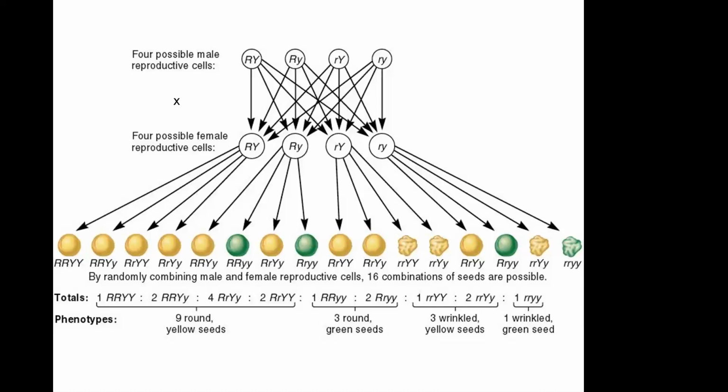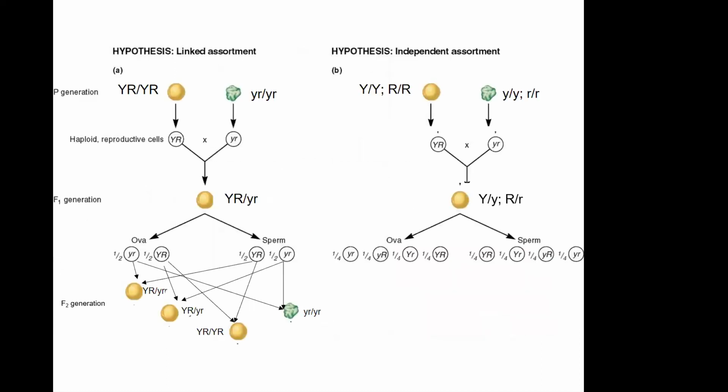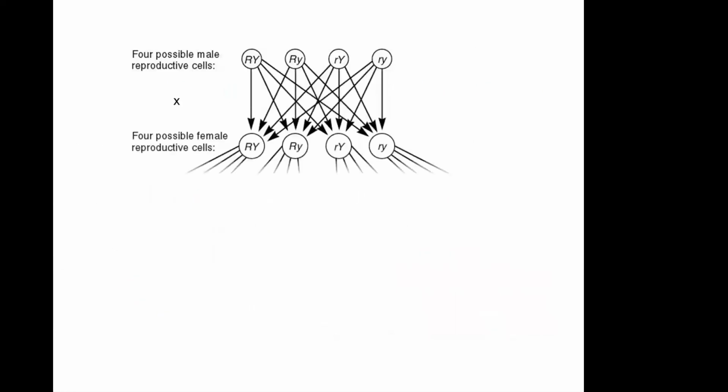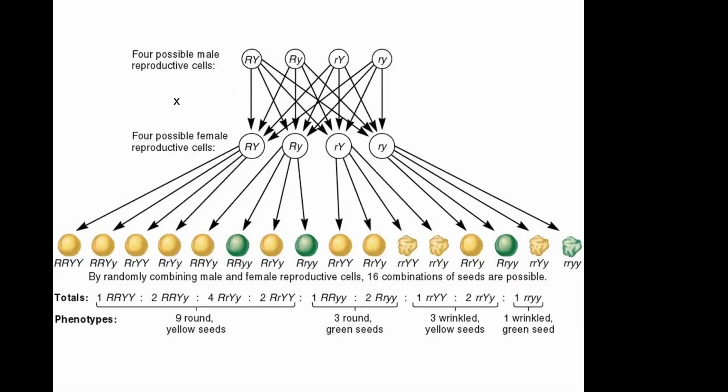But what do you get that we would never see here? You get wrinkled yellow and round green. Those two phenotypes should never appear unless everything could basically rearrange and mix with any other allele. So any allele from one gene could go together with either allele of a second gene. And that would be independent assortment. And in fact, that's what Mendel saw.